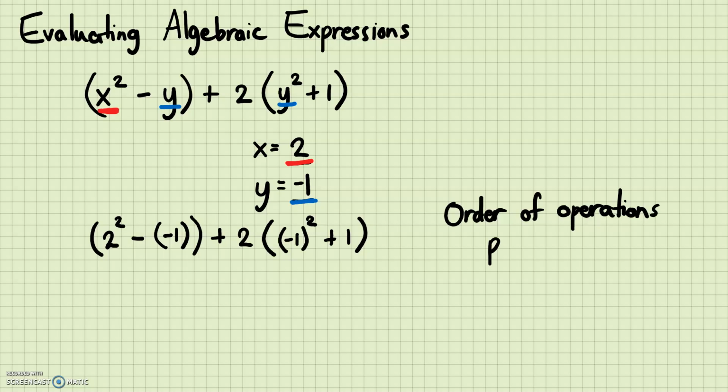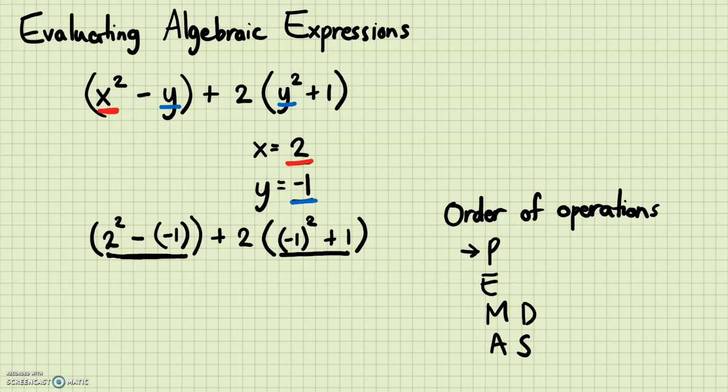So the order of operations, just a reminder, is PEMDAS. And the first thing we need to look at is the parentheses. Can we simplify anything inside the parentheses? Inside here, we have some expressions we can simplify. So here, what do we do first? We have 2 squared minus a -1.